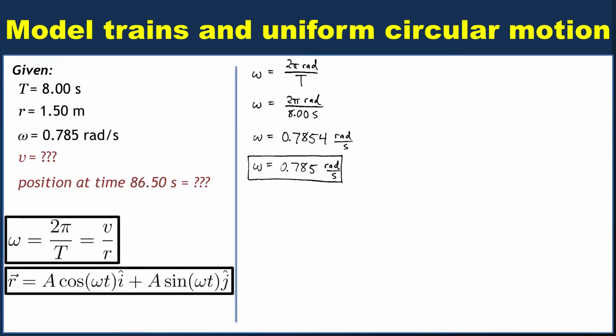The next quantity we'll calculate is the speed. There's a simple equation for that too. The angular frequency is the ratio of the speed to the radius of the circle, so let's just solve that for the speed, and we'll plug in our values. We know r, we know omega, so we do that, and the speed is 1.178 meters per second.